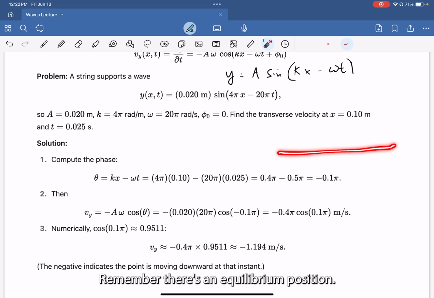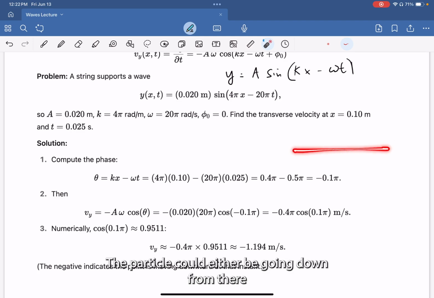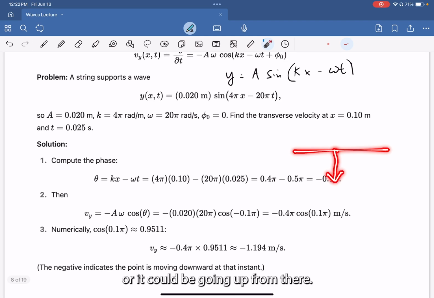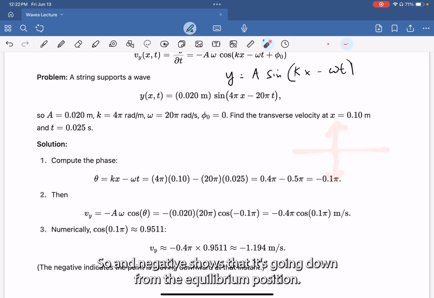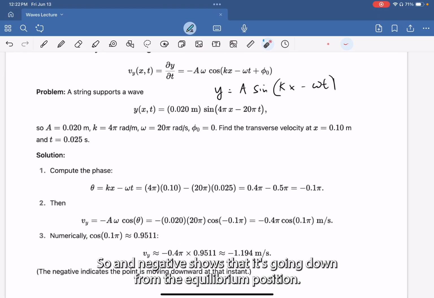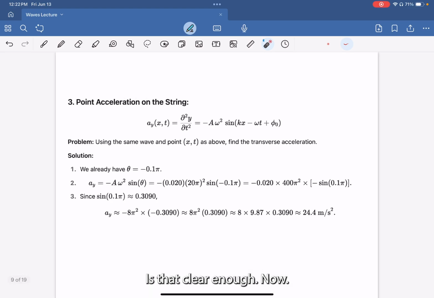Remember, there's an equilibrium position. The particle could either be going down from there or it could be going up from there. So a negative shows that it's going down from the equilibrium position. Now, is that clear enough?